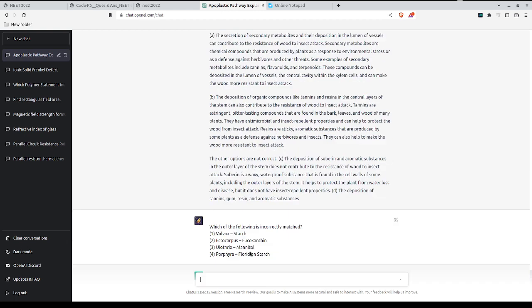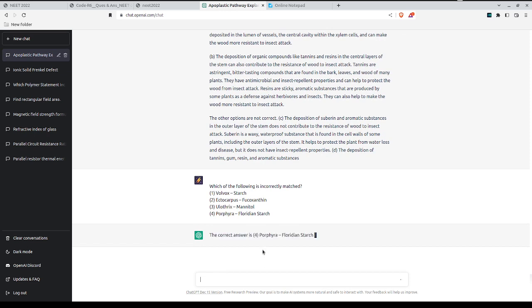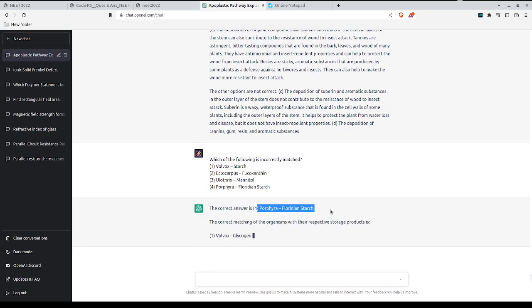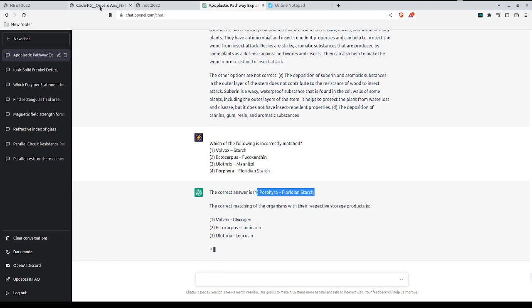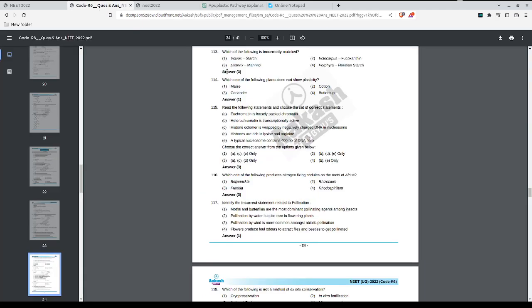Which of the following is incorrectly matched? 1. Volvox, starch, 2. Ectocarpus, fucoxanthin, 3. Laminaria, mannitol, 4. Porphyra, Floridean starch.